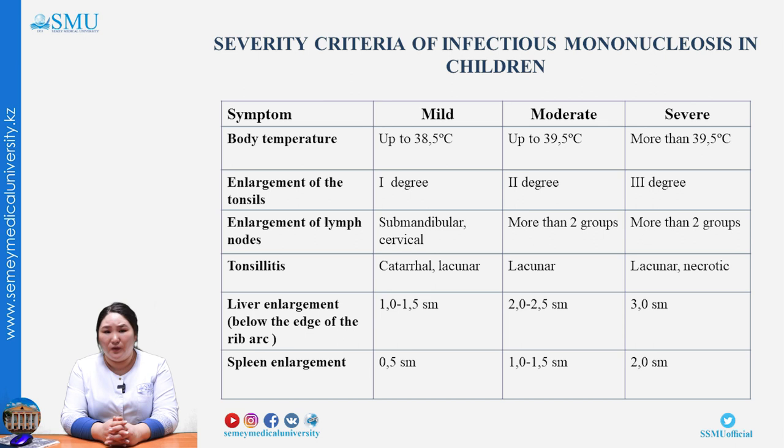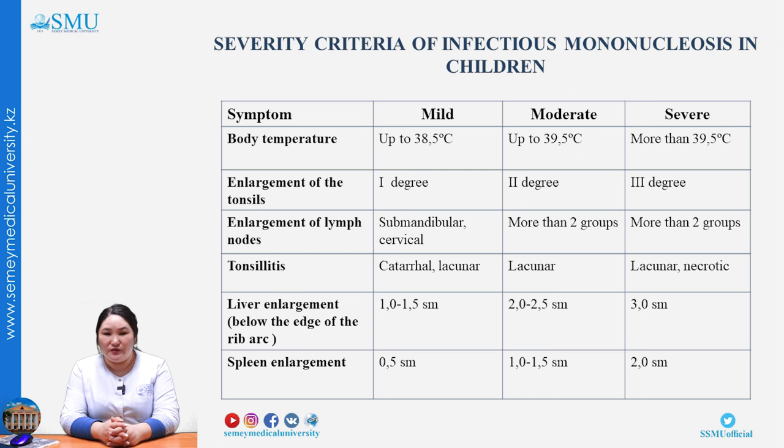The first sign for dividing by severity, of course, is intoxication syndrome. The mild form is characterized by mild intoxication, temperature rising no more than 38.5 degrees, and enlargement of the lymph nodes, mostly 1-2 groups. Tonsillitis is mostly catarrhal or sometimes lacunar. The liver is enlarged and the size is no more than 1.5 centimeters, and the enlargement of the spleen 0.5 centimeters. In the moderate cases, intoxication is moderate too.